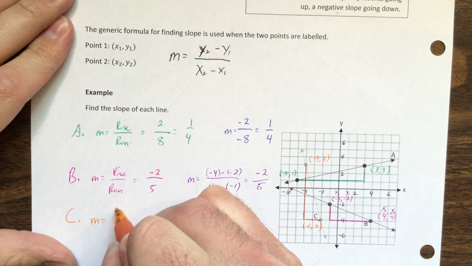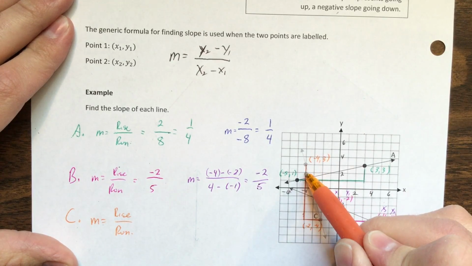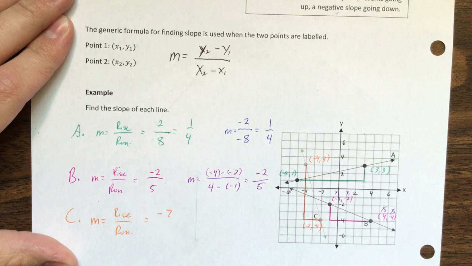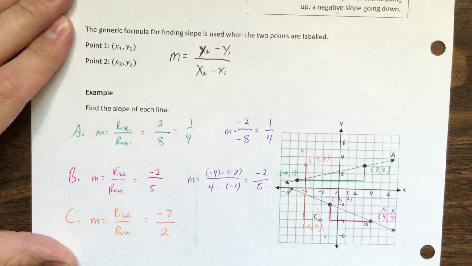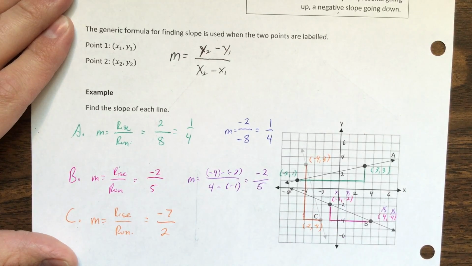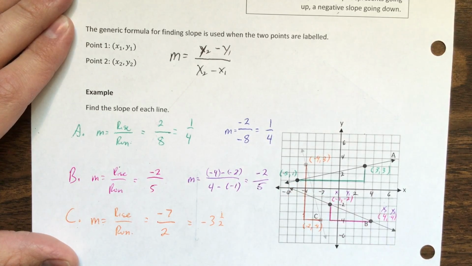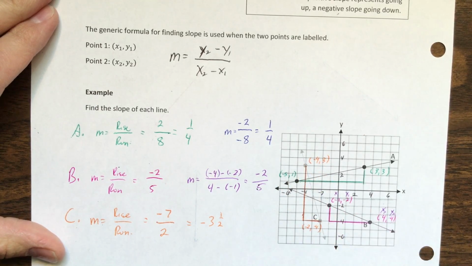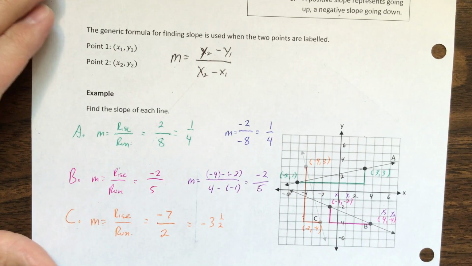So m is rise over run. From this point down, we go 1, 2, 3, 4, 5, 6, 7. So we're going to have a rise of -7, and we're going to have a run of positive 2, because again, we're going left to right, that's always positive. So this will be negative 7 over 2, which is already in simplest form. We could also think of this as negative 3 1/2, or negative 3.5, which is much bigger than the 0.4 because it's going down at a much steeper rate. So again, the bigger the number, the steeper our line is going to be.